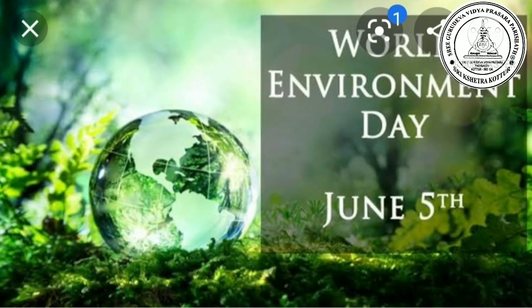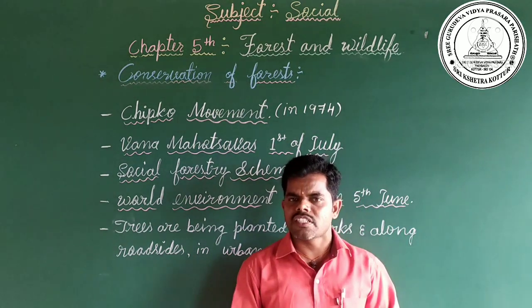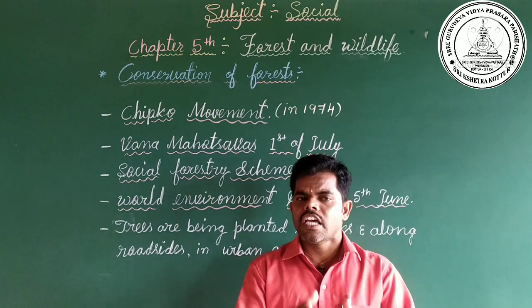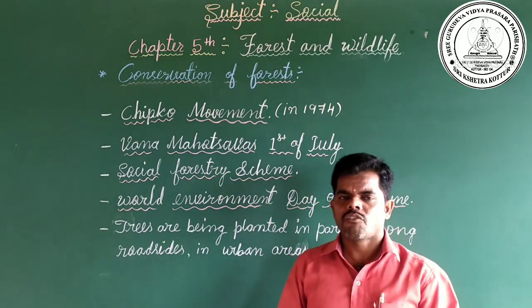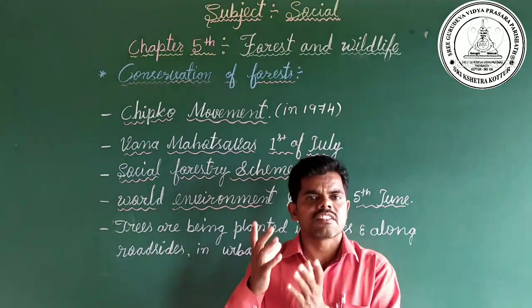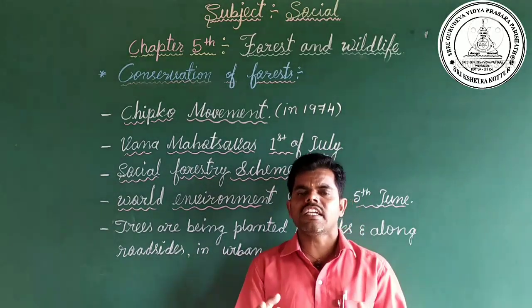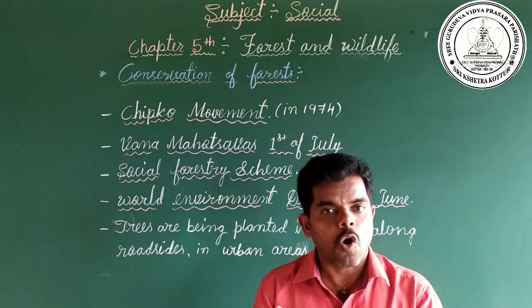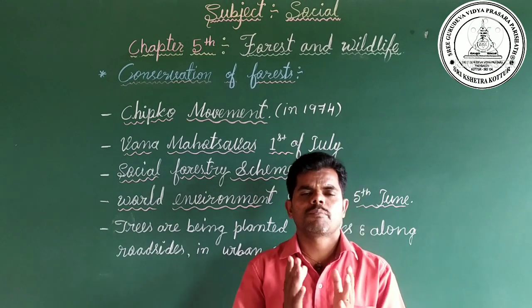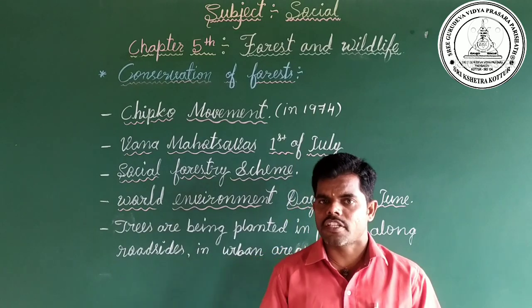The next thing is World Environment Day. World Environment Day is celebrated on 5th June. You know that every year we celebrate World Environment Day. What is special about this celebration? Do you know, children? In the World Environment Day celebration, we spread awareness about the conservation of forests. If you plant more trees, we get oxygen. People spread awareness about the conservation of forests.